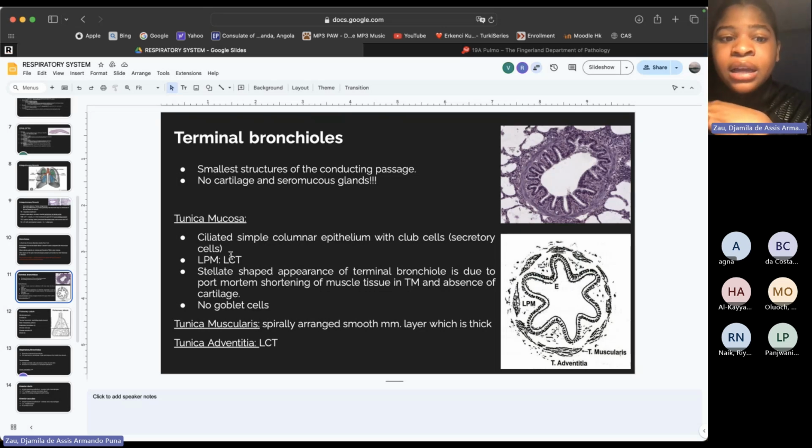So the tunica mucosa has, again, respiratory epithelium, ciliated simple columnar epithelium with club cells. You're going to have loose connective tissue, and again, it's going to have a stellate shaped appearance. This is due to the postmortem shortening of the muscle tissue in the tunica mucosa and absence of cartilage. Because there is no cartilage, it's able to gather a specific shape, which is the stellate shape. And you will see no goblet cells. Then again, tunica muscularis, you're going to have a spirally arranged smooth muscle layer, which is going to be very thick, and then tunica adventitia, loose connective tissue.